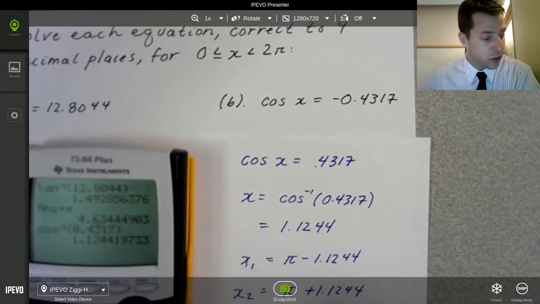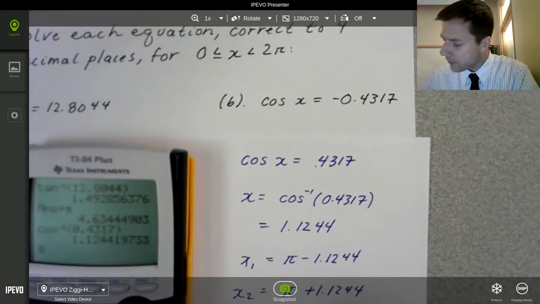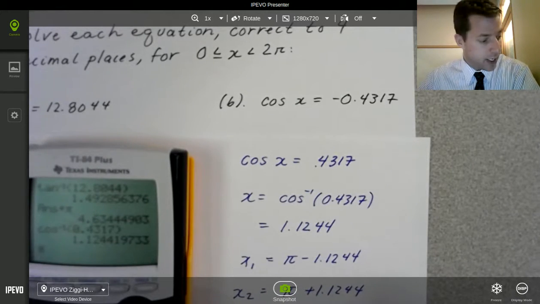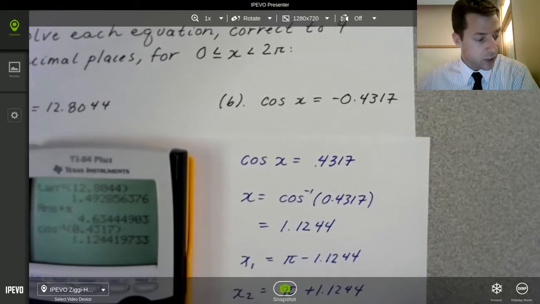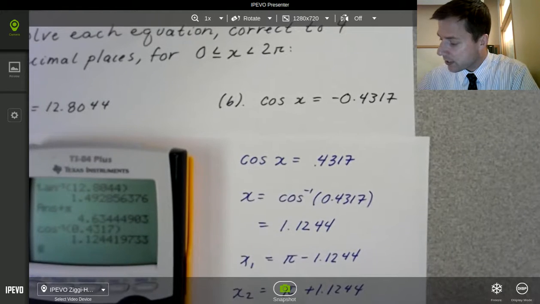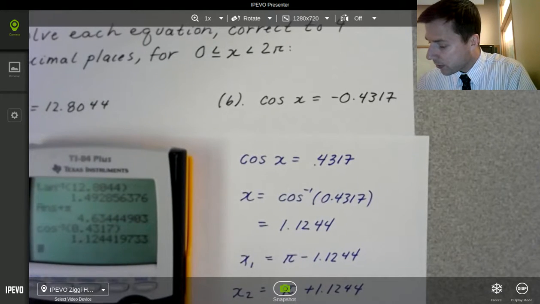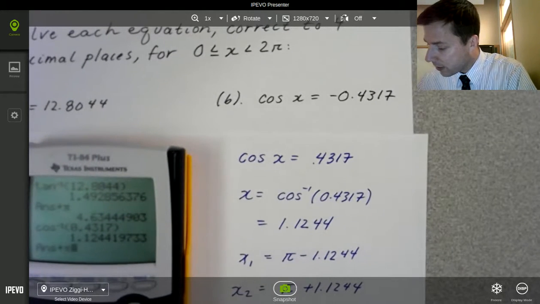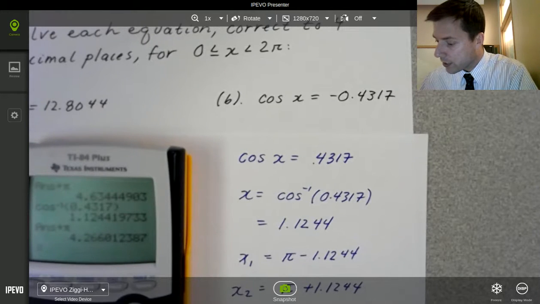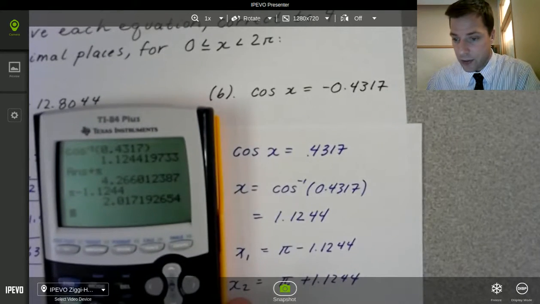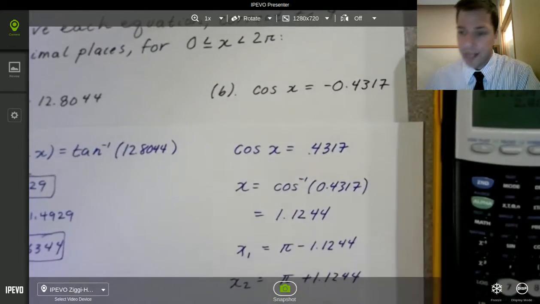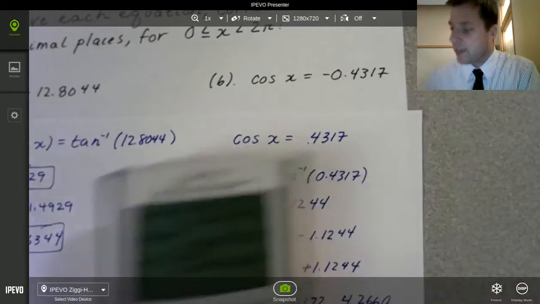So our two solutions end up being 2.0172, and our second solution is 4.2660, right? So you take this answer plus pi, there's the 4.266, and if you take pi minus 1.1244, you get that first answer there. So that's how you solve trig equations using the TI-84.